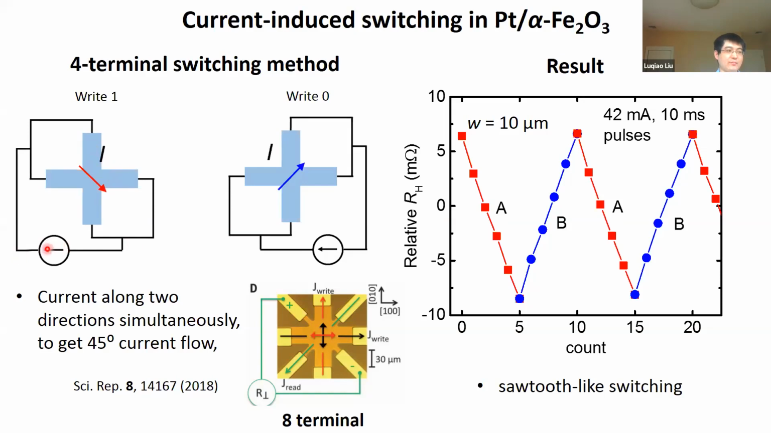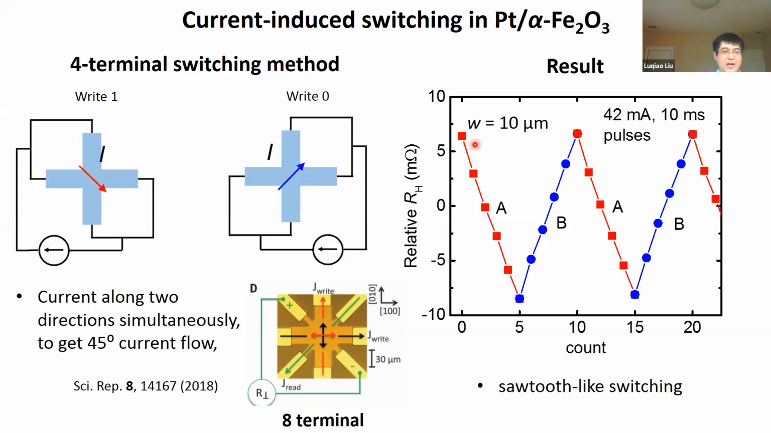So basically, you use the same current source, but you connect to two channels at the same time. And then the superposed current will be along the 45 degrees. And then you can measure the Hall resistance in the regular geometry, which also realizes this kind of 45 degrees current flow. So this is the approach that we use, mostly to save some fabrication effort.